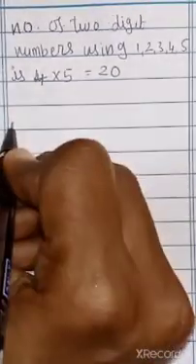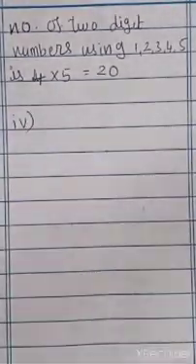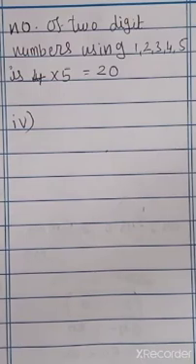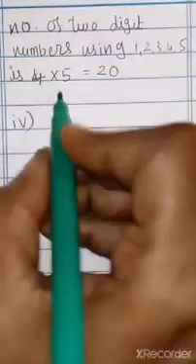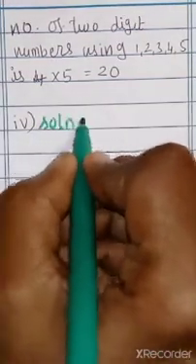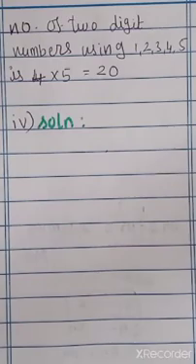Now your 4th subdivision. 3 persons enter into a conference hall in which there are 10 seats. So how many people are entering? 3 people are entering. How many seats are there? 10 seats are there. So in how many ways they can take their seats? Okay, so your solution, we can directly go to the solution.